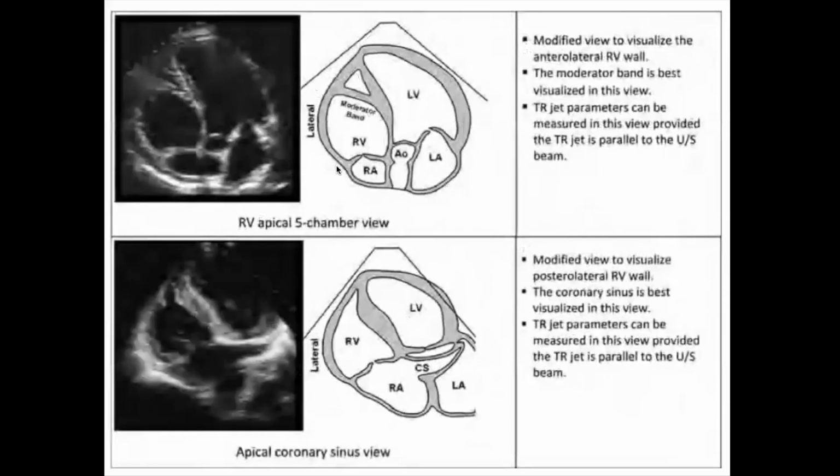Then your RV apical 5-chamber view, you're able to appreciate the moderator band in this view, and so this is a helpful trick to be able to determine which one is the RV. And then if you were to fan more posteriorly, you can see the coronary sinus feeding into the right atrium. This is your coronary sinus view in the apical four.